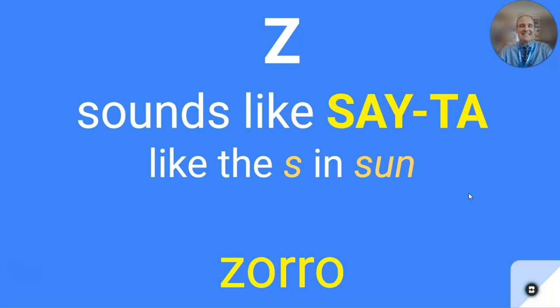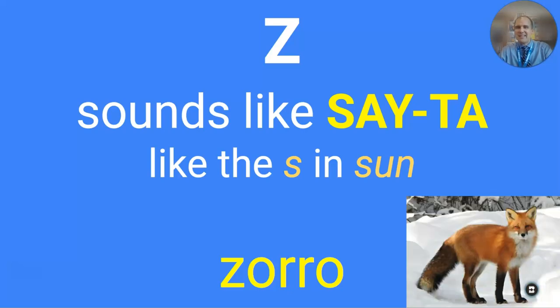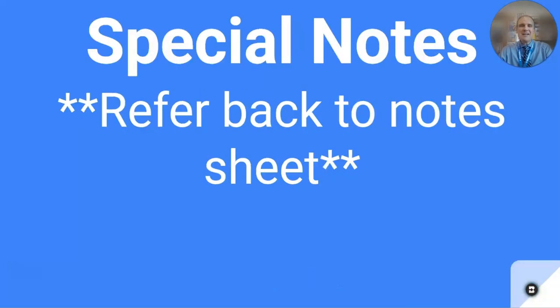And then finally, Z in Spanish is zeta. All right, so zeta is how you would write that out to remember the phonetic spelling. And it sounds like the S in the word sun, like zorro, which is a fox. So zeta. All right, so that's the Spanish alphabet.